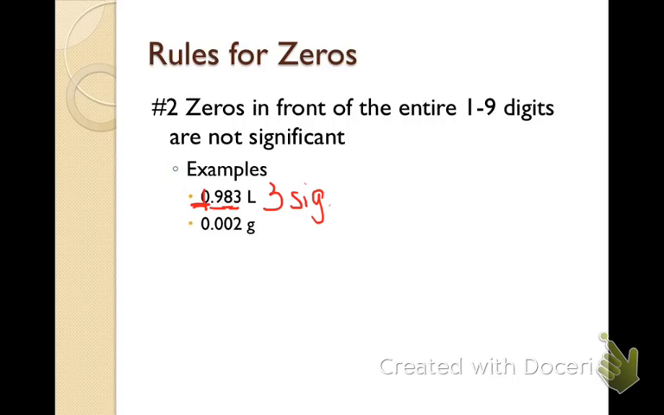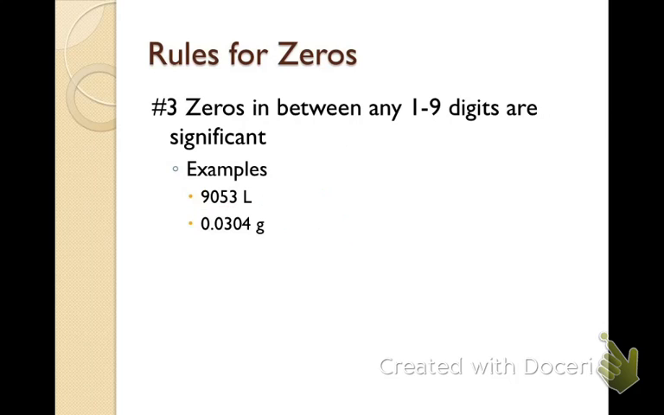Let's take a look at the second example. Well, we know that the 2 is significant because it's a 1 through 9 digit, so that's good. Those zeros are all in front of that 2, so they're not going to be significant. Again, don't eliminate them, don't cross them out or anything, but we will say that there's only 1 sig fig there. All right, so that's for any leading zeros in front of a 1 through 9 digit. Next, we have sandwiched or middle zeros. Any zero between 1 through 9 digits is significant.